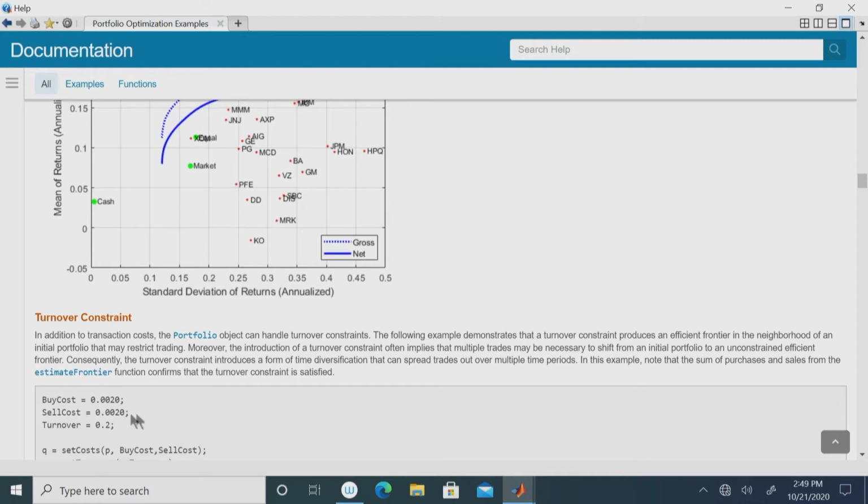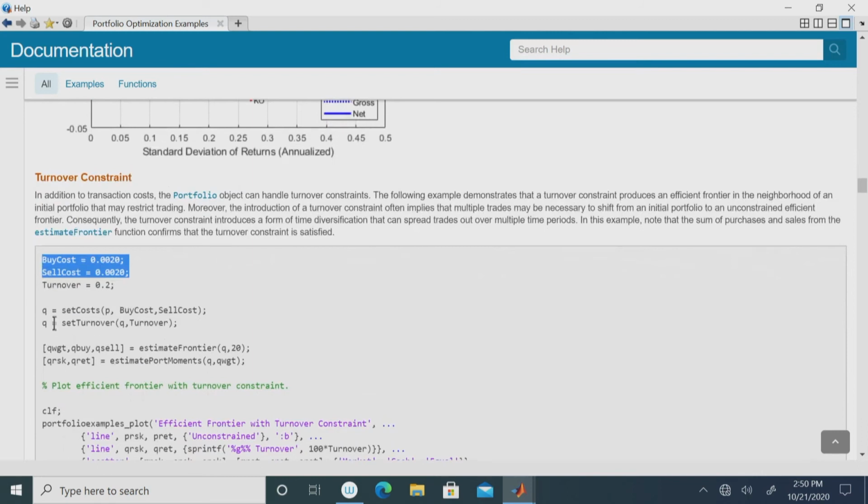So, accordingly what we do is that, in addition to the cost of 0.0020 of buying and selling, that is 0.2% that is applicable in case of the cost, we set the turnover at 0.2 or 20%. So, accordingly we set q.